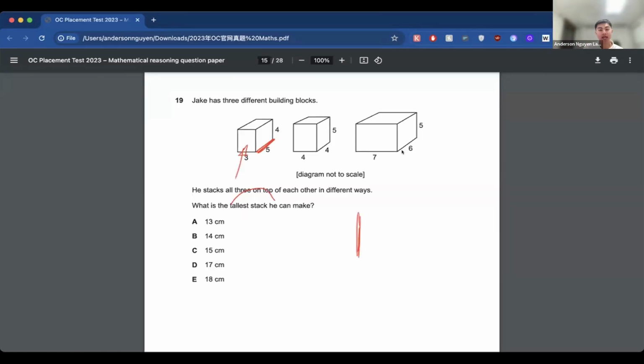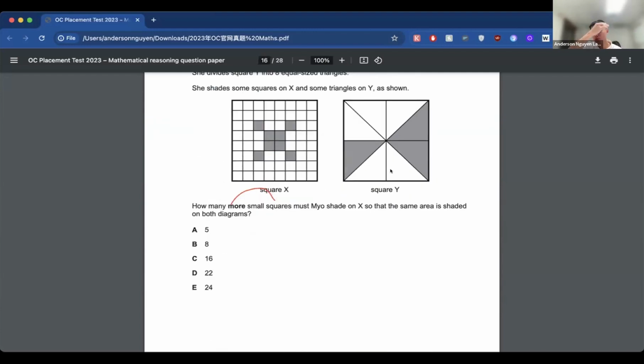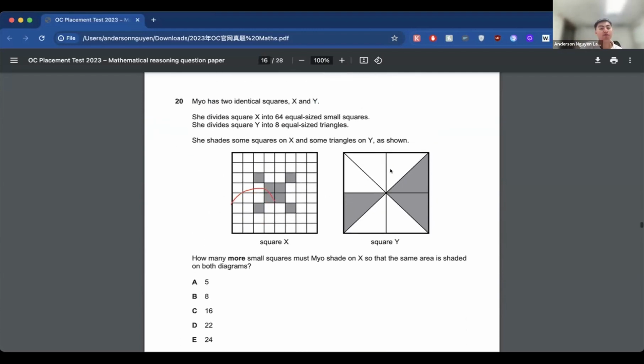So if the first one was standing so that the height was 5, and then for our next block, the height's also 5, so you can have 5 again. And then for our third block, 7 is the longest. So when you stack it, you want it in a way so that 7's standing. So 7 plus 5 plus 5 is 17. That's the max you can go. Okay, so it's D.